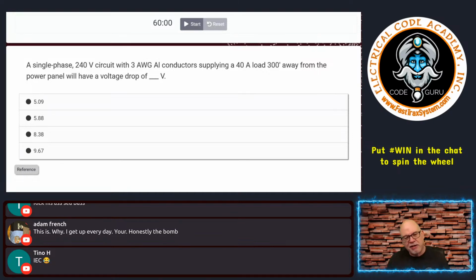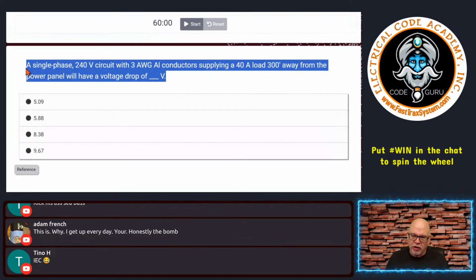All right, well, we're going to calculate it out and we're going to test the hog. Let's see what the hog says. But we've got a single phase circuit, 240 volt circuit. We're using 3 AWG aluminum conductors, supplying a 40 amp load that's 300 feet away from the power panel. We'll have a voltage drop of how many volts?